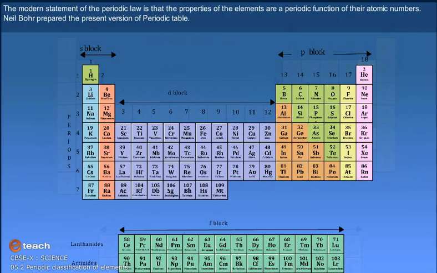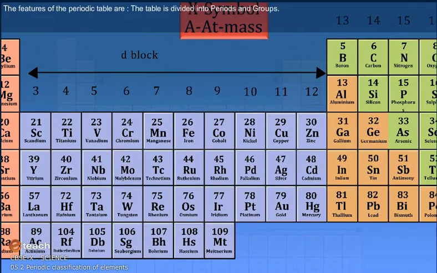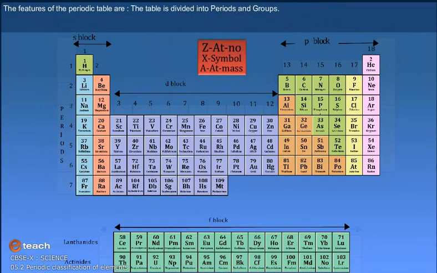Niels Bohr prepared the present version of the periodic table. The features of the periodic table are: the table is divided into periods and groups.